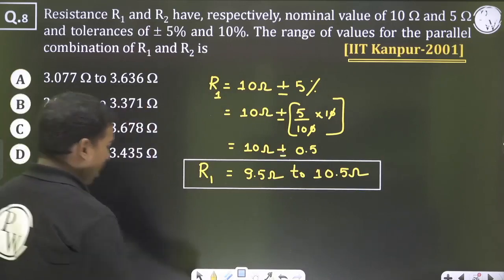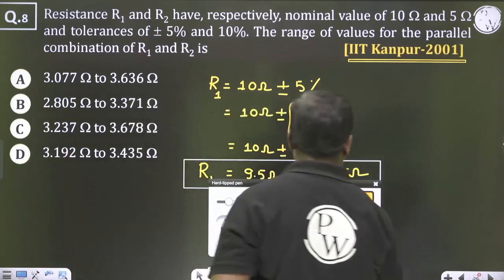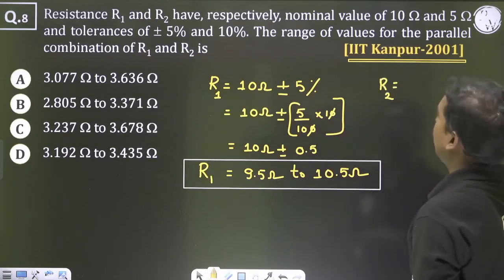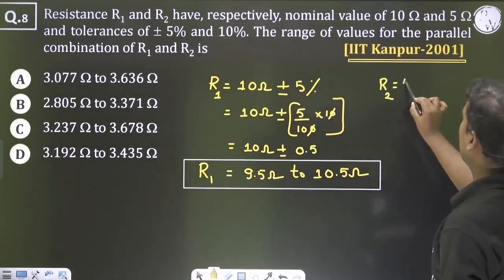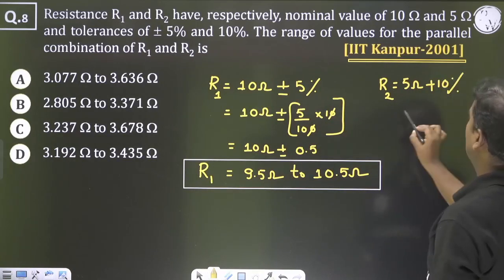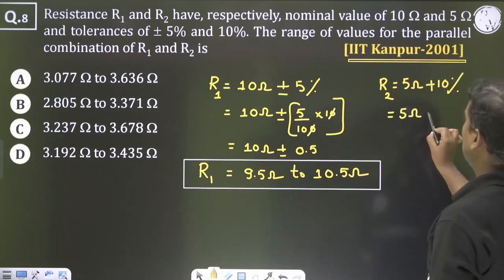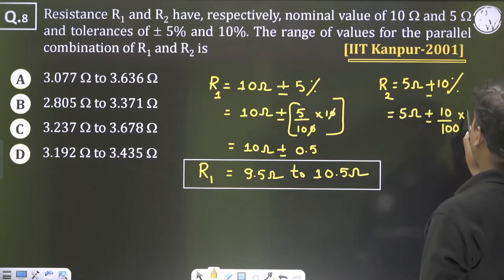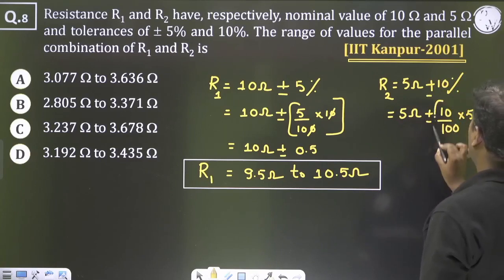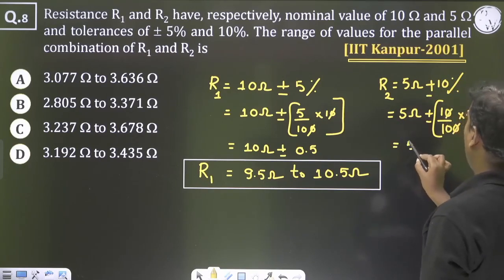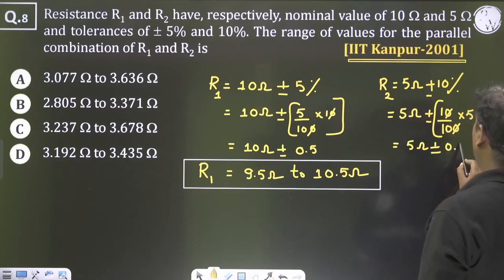Similarly, we can calculate R2. What is the R2 tolerance? R2 is 5 ohms with a tolerance of 10%. That means 5 ohms plus or minus 10 by 100 of 5 ohms. Okay, so that will be 0.5, 5 ohms plus or minus 0.5.